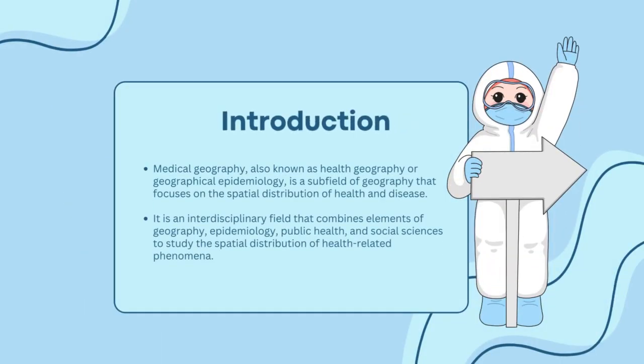Medical geography, also known as health geography or geographical epidemiology, is a subfield of geography that focuses on the spatial distribution of health and disease. It is an interdisciplinary field that combines elements of geography, epidemiology, public health, and social sciences to study the spatial distribution of health-related phenomena.